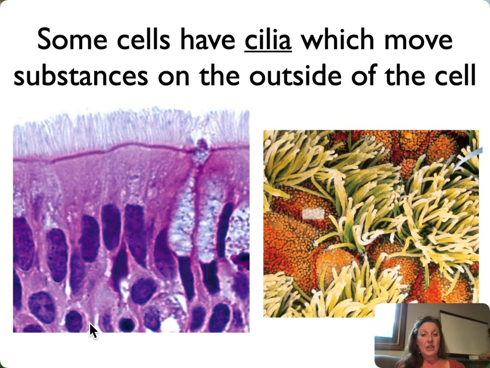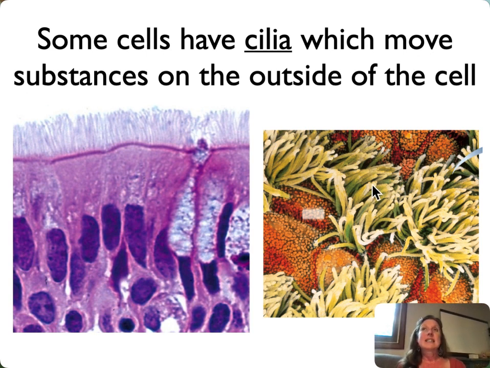Now, other cells have a structure called cilia. Cilia are hair-like structures. You can see them here with a light microscope. Remember, we couldn't see the microvilli with a light microscope, but cilia we can see. They're significantly longer. Here's a picture from an electron microscope showing the cilia. Cilia are not there for increasing surface area. Cilia are there to move substances that are on the outside of the cell.